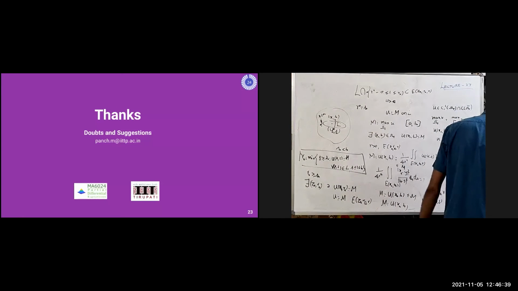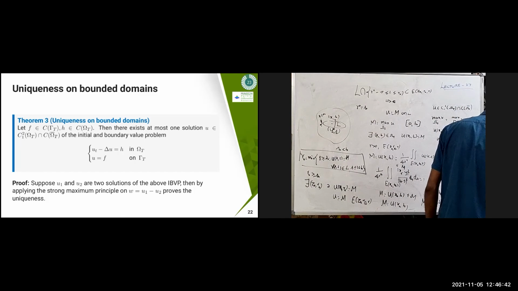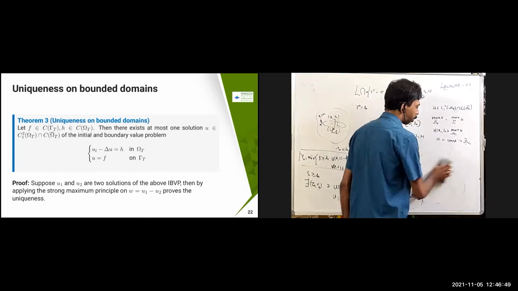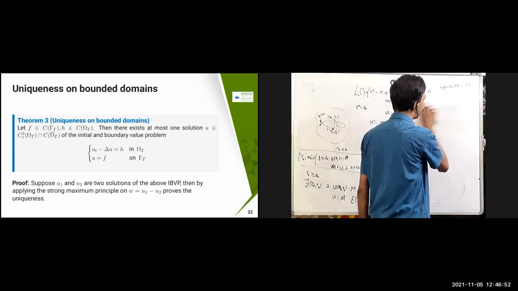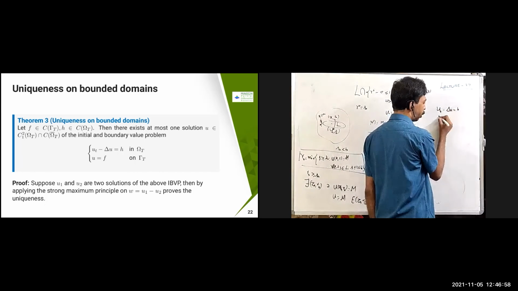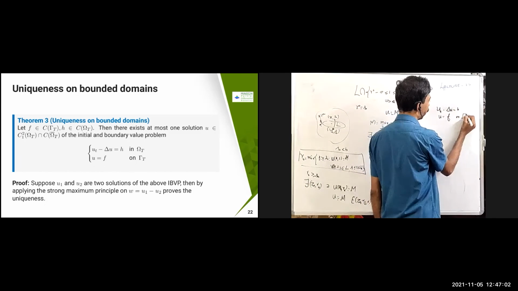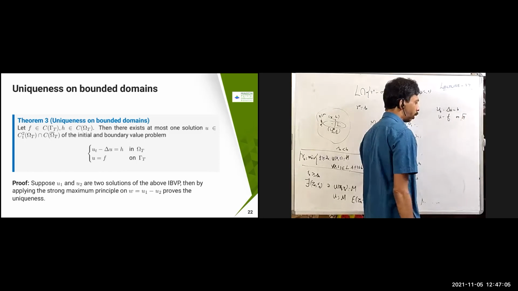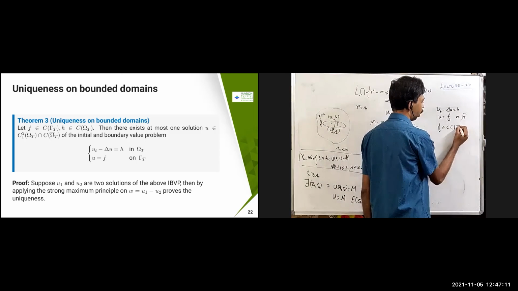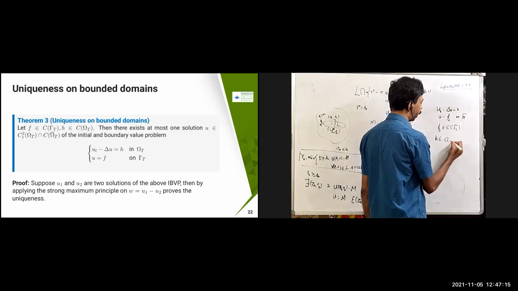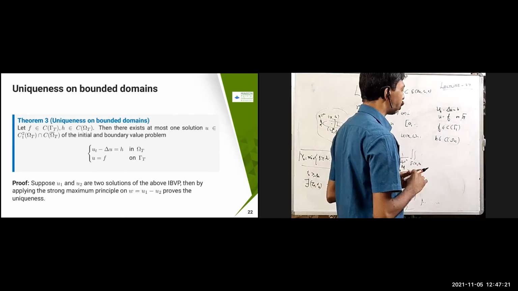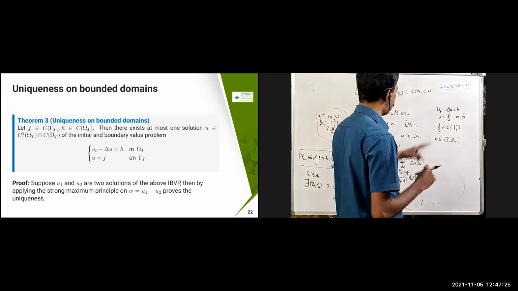So last one. Next, what you have is the uniqueness and boundedness property. Suppose F belongs to C1 of omega T. You have the problem Ut minus del U equal to H, and U equal to F on gamma T. In this case, if F belongs to C of gamma T and H belongs to C of omega T, then there exists at most one solution, meaning a unique solution, where U belongs to C1,2 of omega T, for the initial and boundary problem.